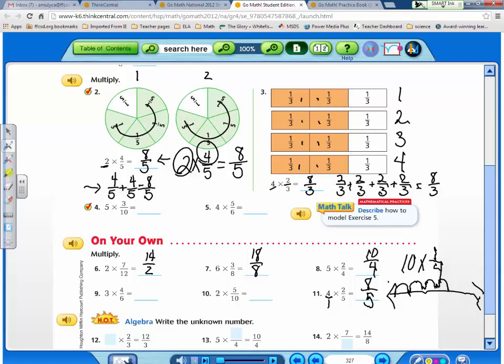Okay, so these are just some different strategies to take a look at as we solve these simple multiplication problems. I hope these tips help.